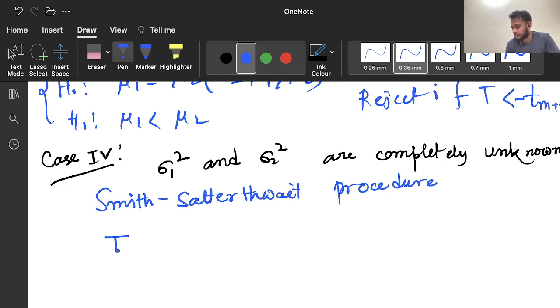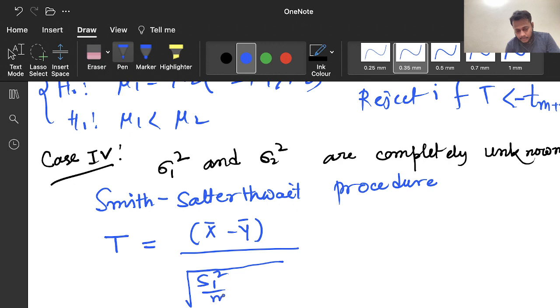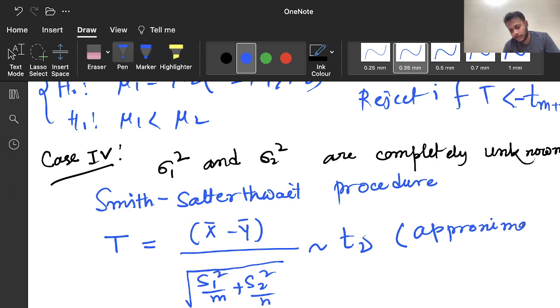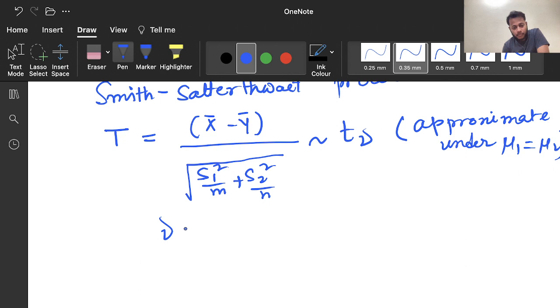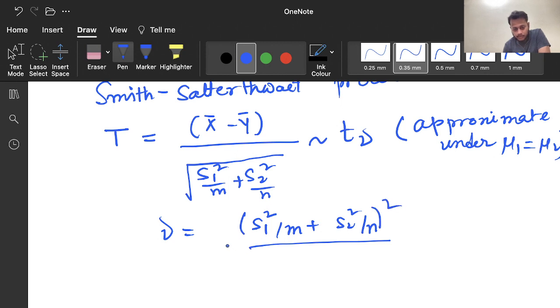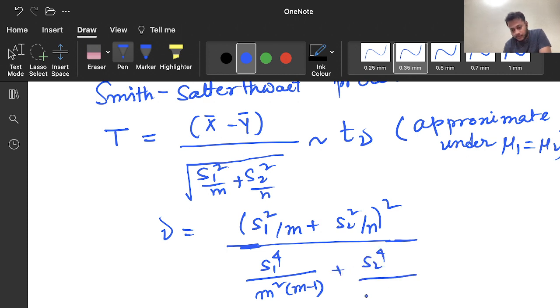That is, the test statistic t is equal to (x bar minus y bar) over the square root of (s1 square by m plus s2 square by n), which will follow a t-distribution with approximate degrees of freedom nu under mu1 equal to mu2, and here nu is (s1 square by m plus s2 square by n) whole squared, divided by (s1 to the power 4 by m square into (m minus 1) plus s2 to the power 4 by n square into (n minus 1)).